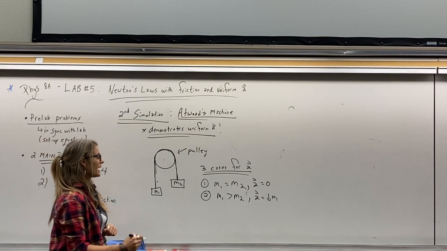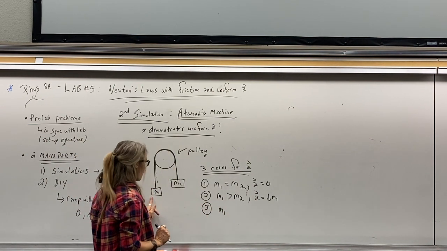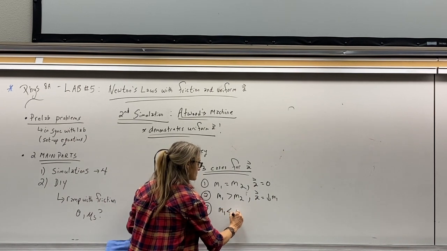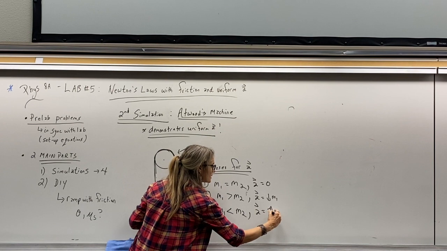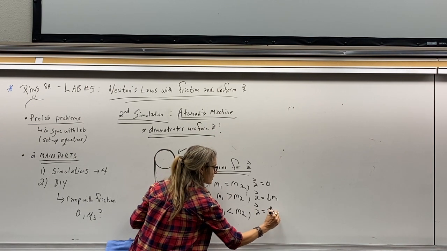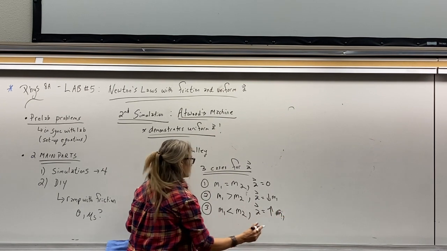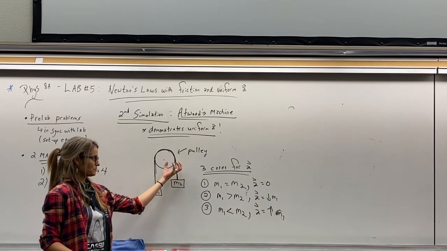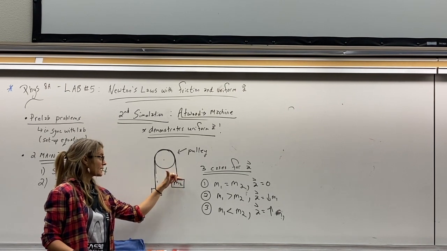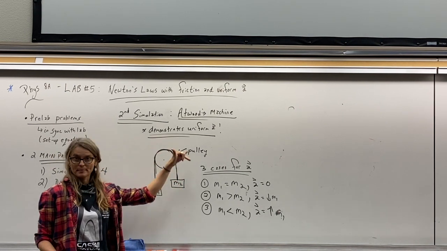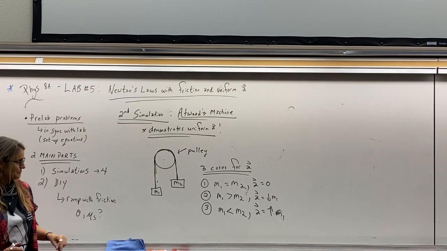Okay, and the third case is the mass of 1 is less than the mass of 2, then we're going to have acceleration that is upwards for M1. Because what's going to happen is M2 is going to pull, it's going to communicate its force via the tension of the string, which will pull M1 up. So there's this connected force here, right?